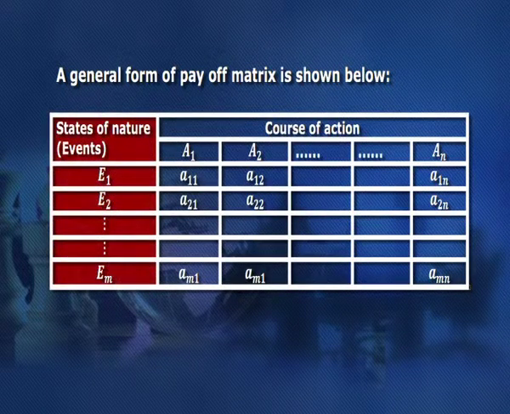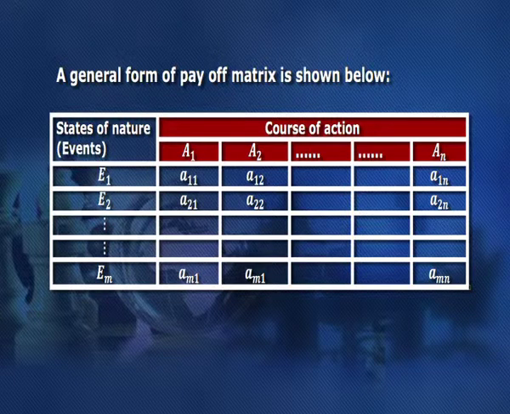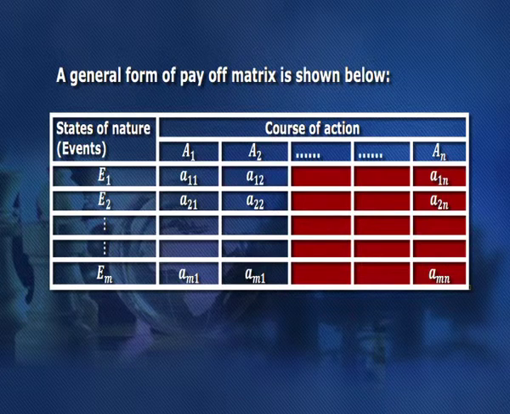You can see on one side there are states of nature E1, E2 and so on up to EM. Courses of action are A1, A2 and so on up to AN. A11 is the value of the payoff, which is called a payoff value for E1 and A1. A12 is again the payoff for action A2 and the state of nature E1 and so on. We can go up to AMN.